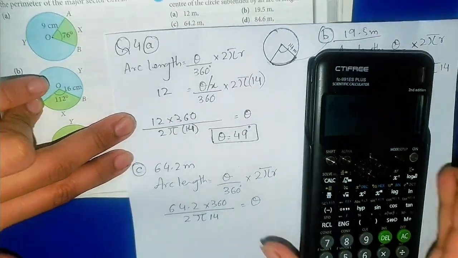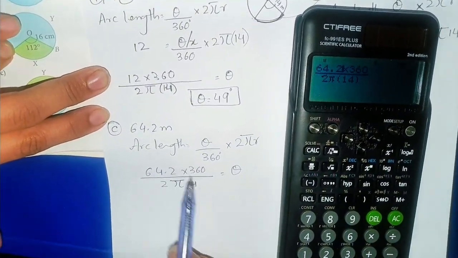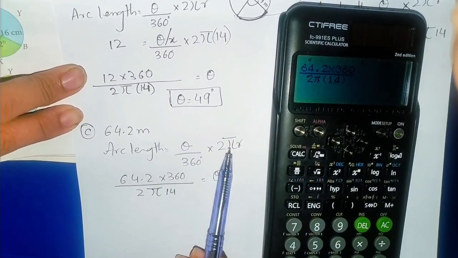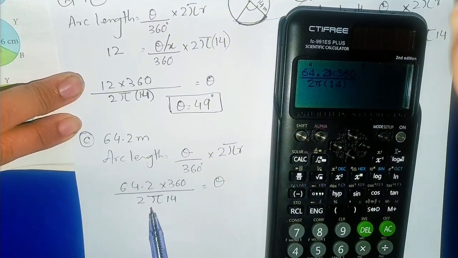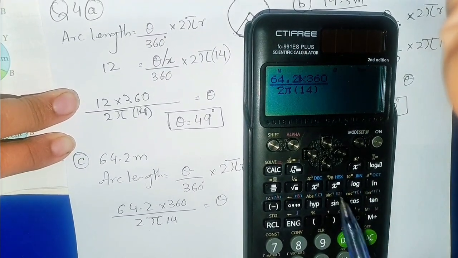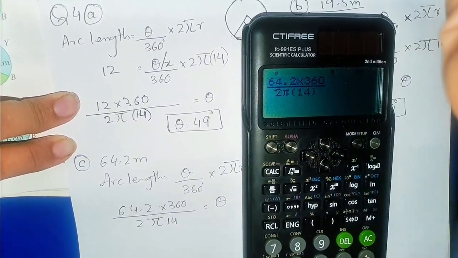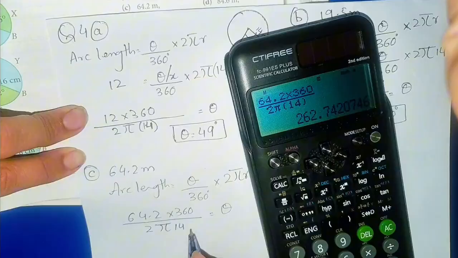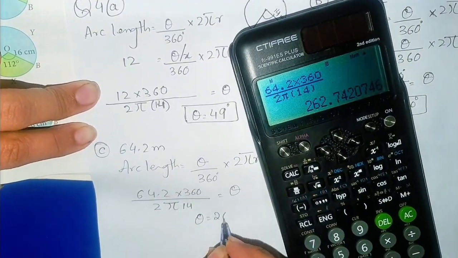and 360 is dividing over here. I have shifted it on this side, it is multiplying, and this is 2 pi r, so they are multiplying, I have shifted them on this side, they are dividing, and the radius is 14. I have put all these values in the calculator, and now simply take 262.7, or you can write theta is equal to 263 degrees.